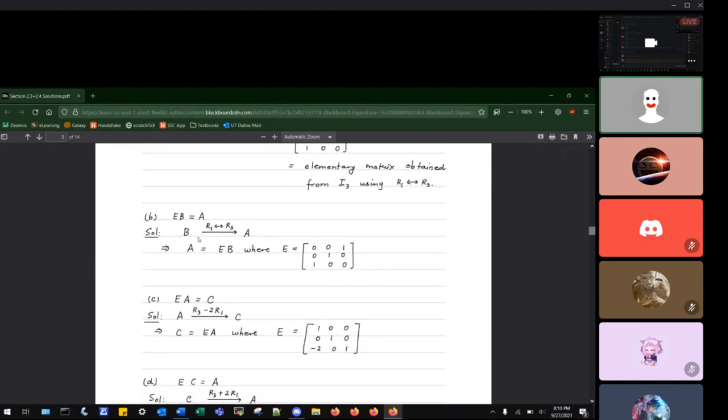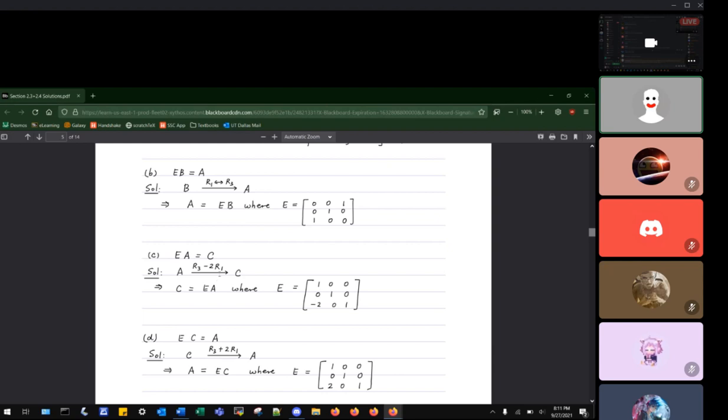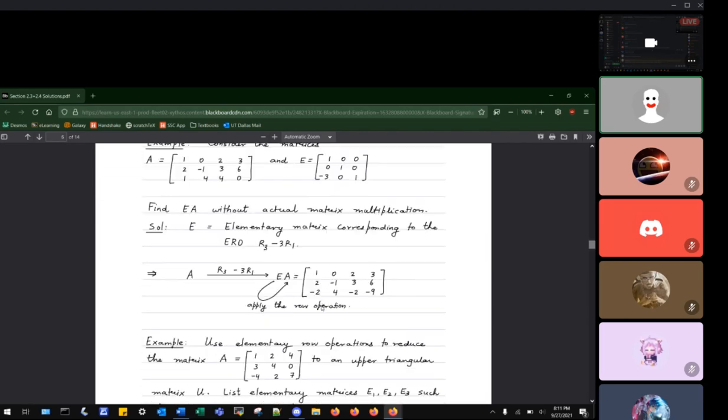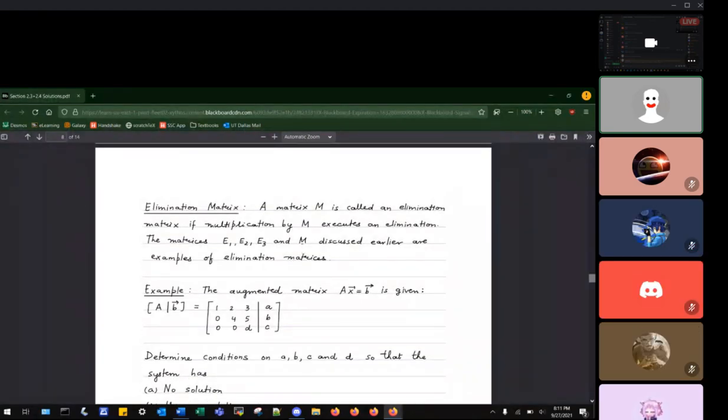Oh, right here. If you want to swap R1 and R3, take the identity matrix, perform that operation, and that elementary matrix would be associated with that elementary row operation. Or if you want to take R3 minus 2R1, perform that operation on the identity matrix, and that resulting matrix would be associated with the elementary row operation R3 minus 2R1. This is probably getting into 2.4.